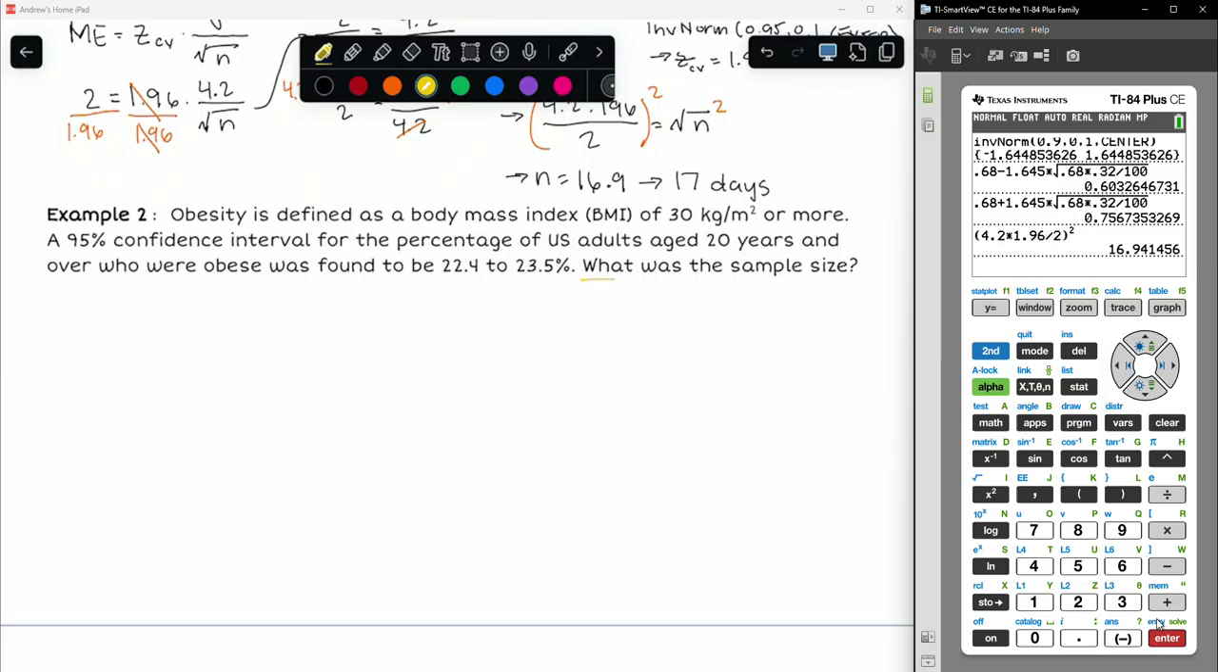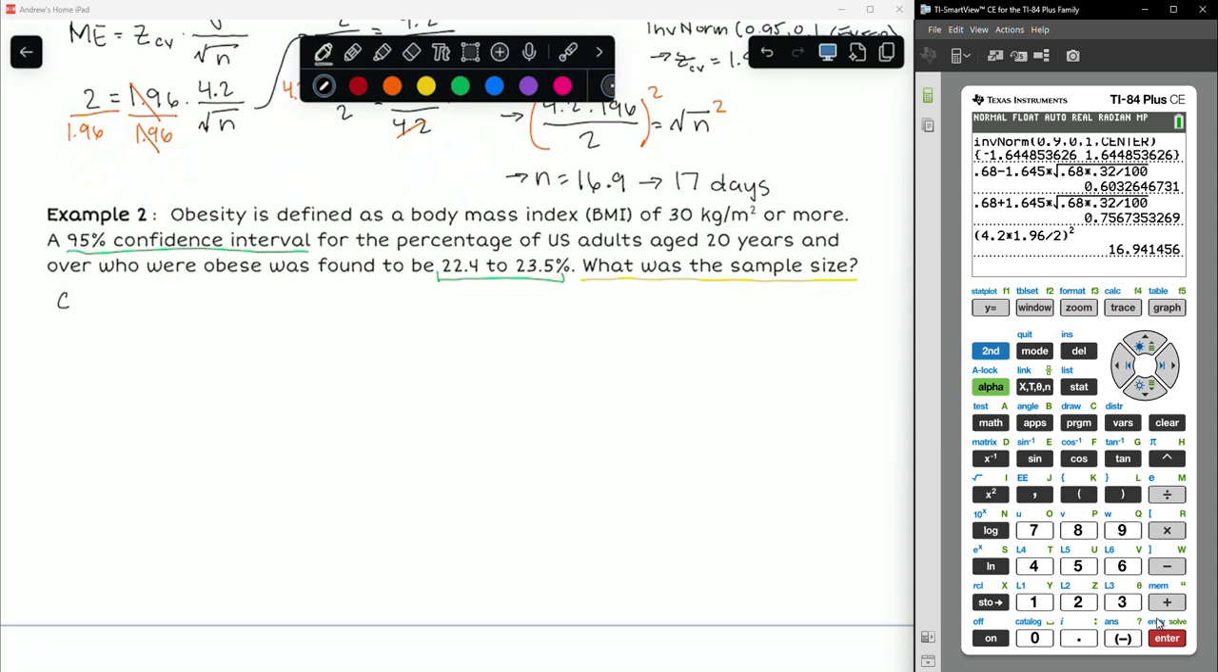So first, they were nice and explicit. What was the sample size? So I know I'm looking for sample size. And they give me slightly different information here. First, they give me the definition of obesity, which is not helpful. That first sentence gives context to the problem. It doesn't give me a number that I need to use in my calculations. What they do give me is that I want to be 95% confident and that my confidence interval was between these two values.